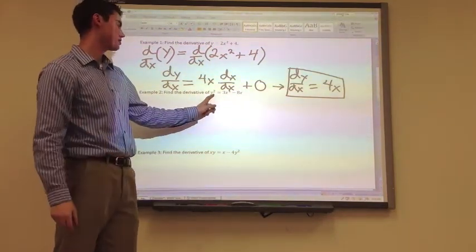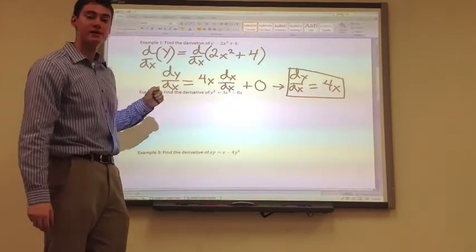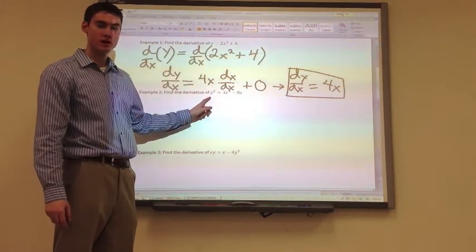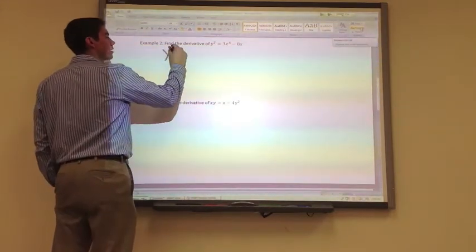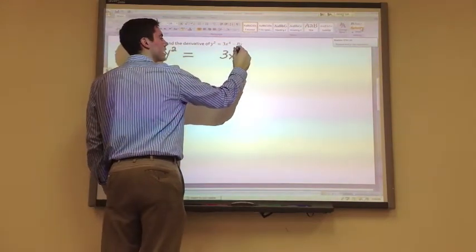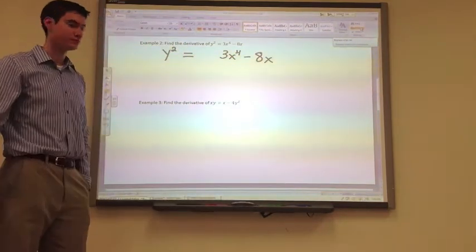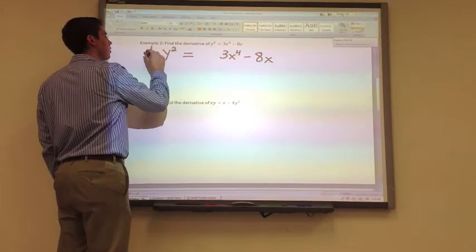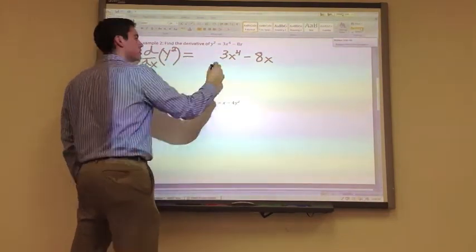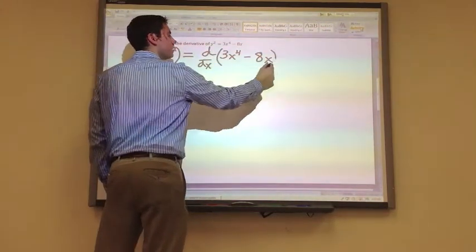Find the derivative of y squared is equal to 3x to the 4th minus 8x. Notice that the big difference here is instead of a y equals, we now have a y squared. So we'll go ahead and we'll rewrite our equation as y squared is equal to, and then we'll leave a little bit of space, 3x to the 4th minus 8x. We're taking our derivative in terms of x, unless otherwise noted. So the derivative in terms of x on this side, and the derivative in terms of x on this side.